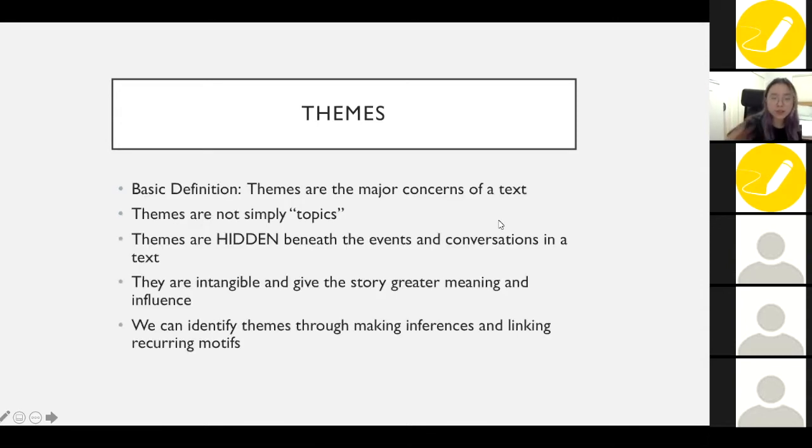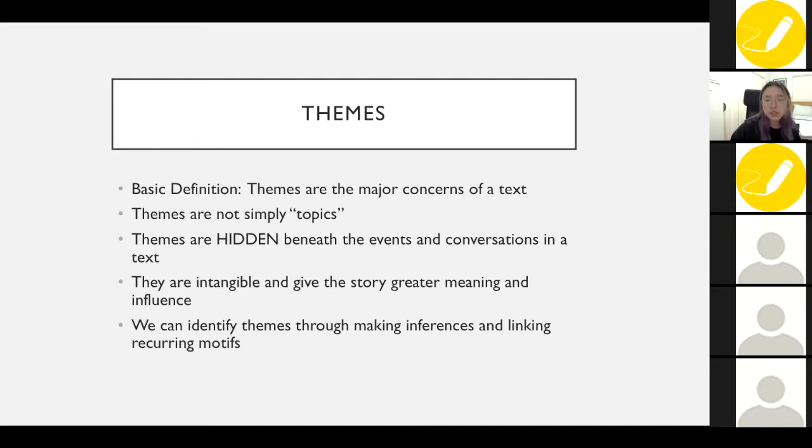All right, so yes, our basic definition of themes are the major concerns of a text, but themes are not simply the topic. The topic of our text is not the same as our theme. Fishing was a topic, but it's not the theme of that story. So themes are hidden beneath the events and the conversations of a text. So oftentimes it's not that obvious, right?